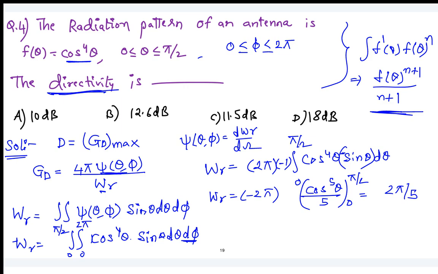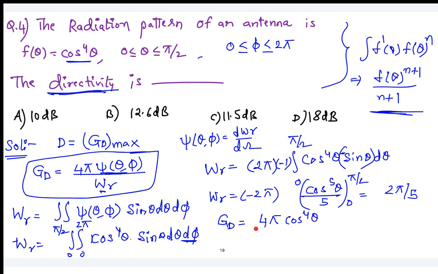Correct. So what is the directive gain in this? 4 pi using this equation. Psi of theta comma phi will be cos power 4 theta divided by 2 pi by 5. So this is equal to 10 times cos power 4 theta. So can you tell me what is the directivity right now? That is the maximum value, right? So the maximum value of cos theta will be 1. So directivity will be 10.